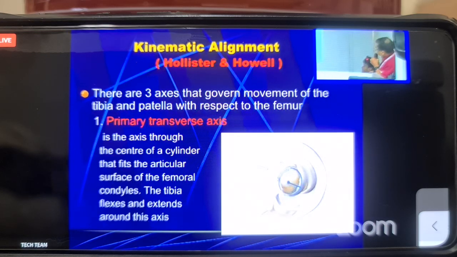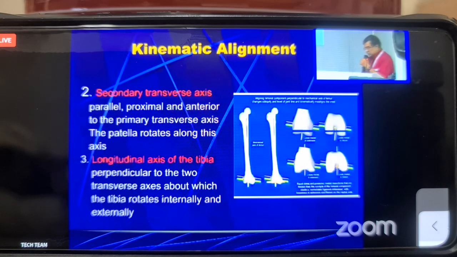Now, the first is a primary transverse axis. These are all horizontal axes actually. This is the axis around which the tibia rotates around the femur. This is the axis to the center of a cylinder that fits the articular surface of the femoral condyle, and the tibia flexes and extends around this axis. So that's the primary transverse axis. And then you have the secondary transverse axis, which is parallel but anterior, and this is the axis around which the patella rotates around the femur.